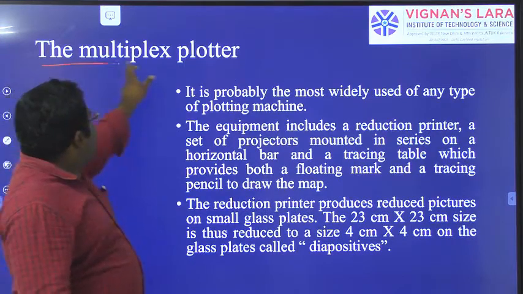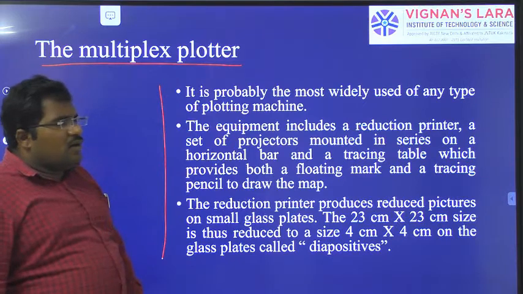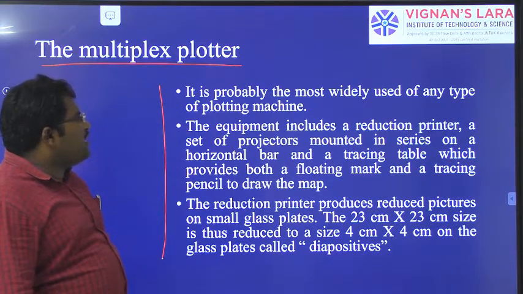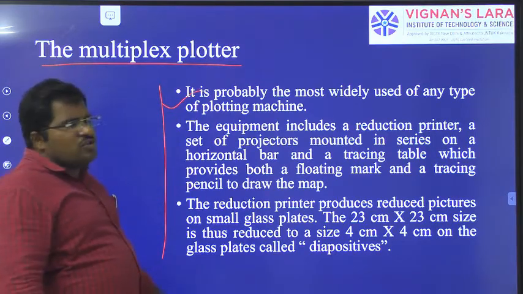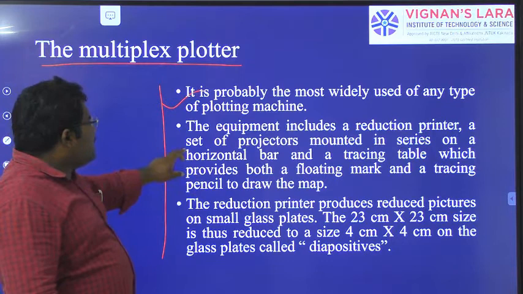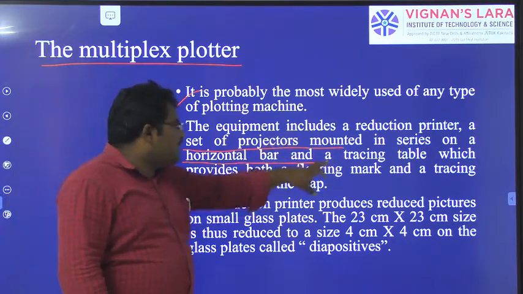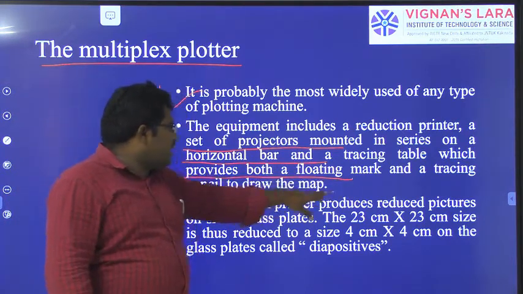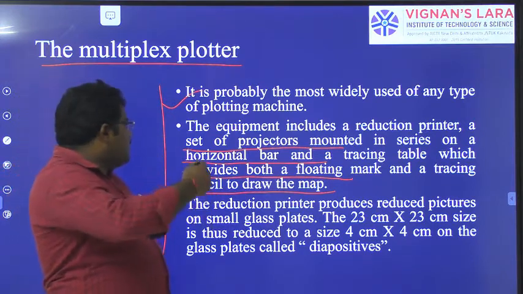So next, the multiplex plotter. Among those, we are going to use one type of stereoscopic plotting instrument. It is probably the most widely used of any plotting machine, right? The equipment includes a reduction printer, a set of projectors mounted in a series on a horizontal bar, and a tracing table, which provides both the floating mark and the tracing pencil to draw the map. To draw the map, we have a tracing pencil.